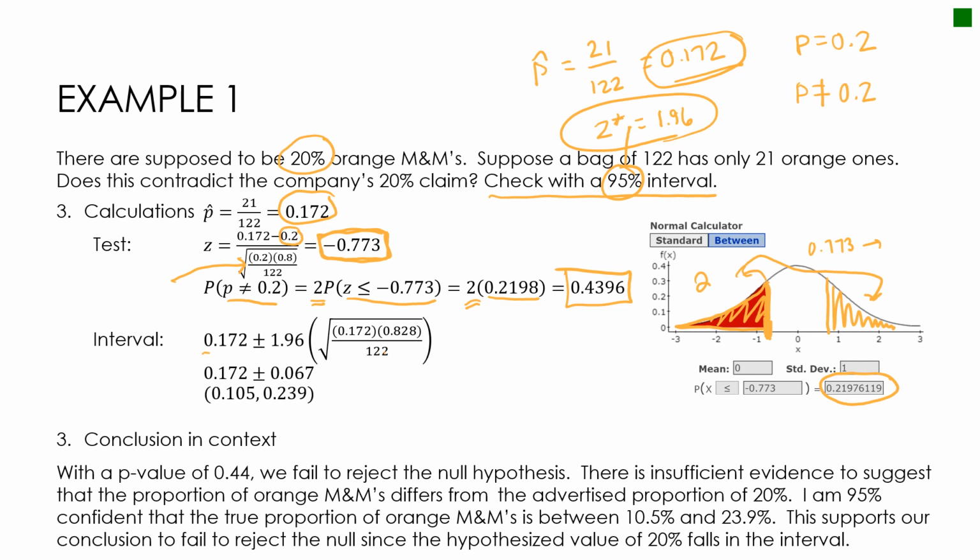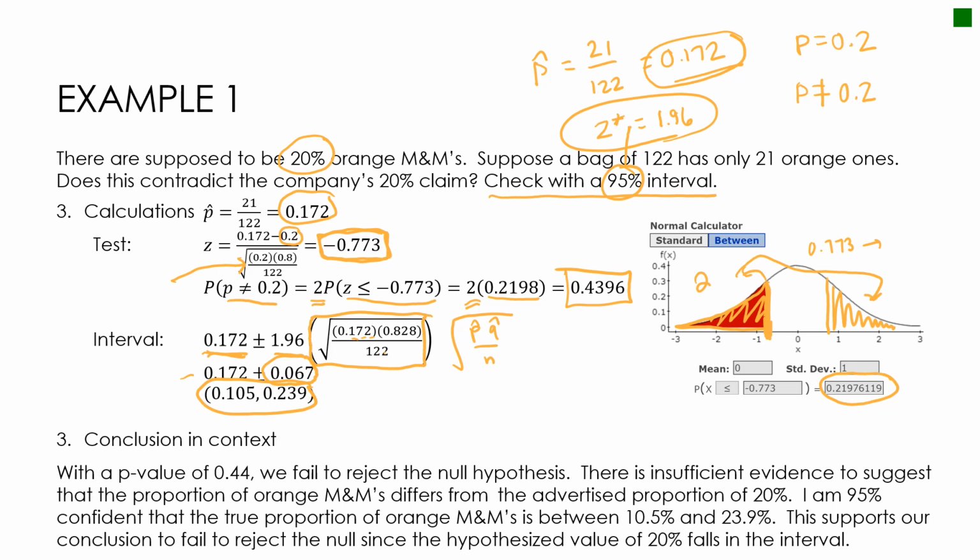So then I'm just saying p hat plus or minus my z star, and then notice here I'm using my p hat value, so that's the square root of p hat q hat over n, which is my standard error instead of my standard deviation. And also notice that I've gone to 3 decimal places and not 2. If you round off to 2, you're probably going to lose points on your assessment. When I find, again, this is my margin of error, I get 0.067, and then I take 0.172 minus that value and then plus that value to find my interval.